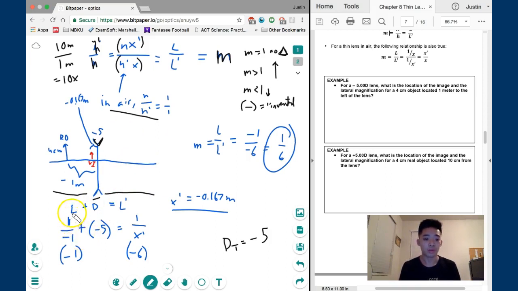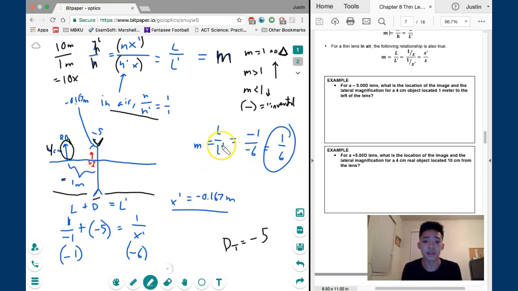So L is 1 over -1 because you have this in air. We were given a distance of 1 meter to the left, so that's -1, and then D is -5. The real object is right here and is 4 centimeters high and is -1 meters away. So we get a new divergence, which is -6, and then x prime is -0.167 meters, and that's about right here. I know that because this is 1 meter, so I'm kind of trying to draw it to scale. So the virtual image is over here, and it's virtual because it's on the left side.